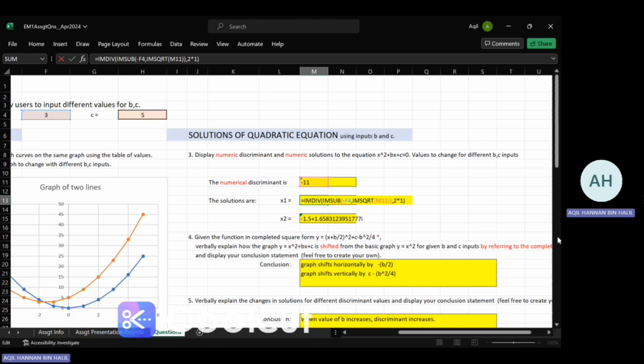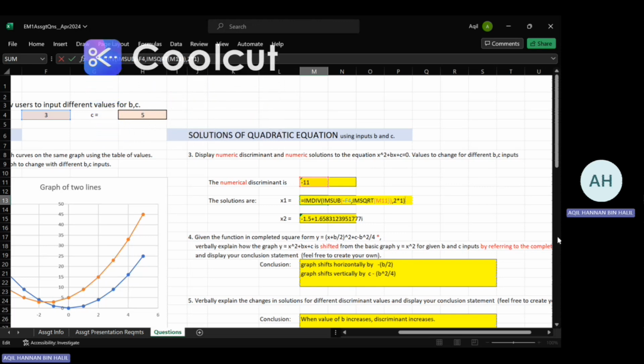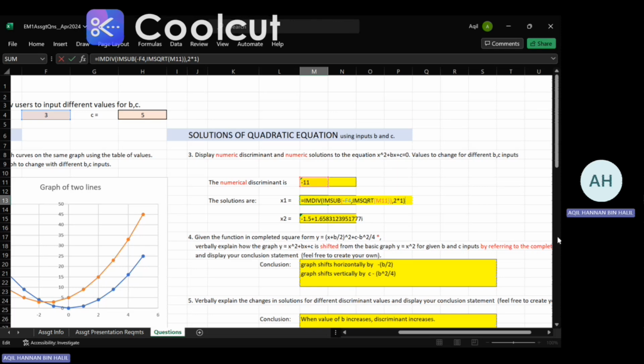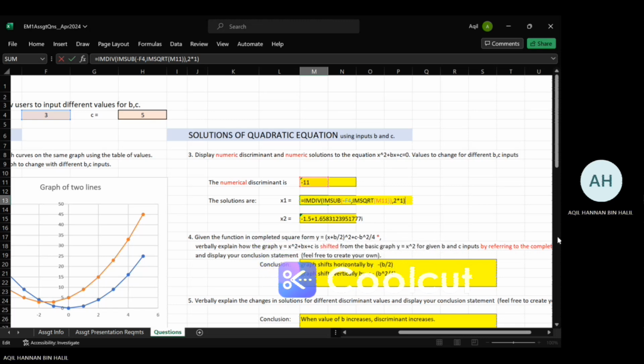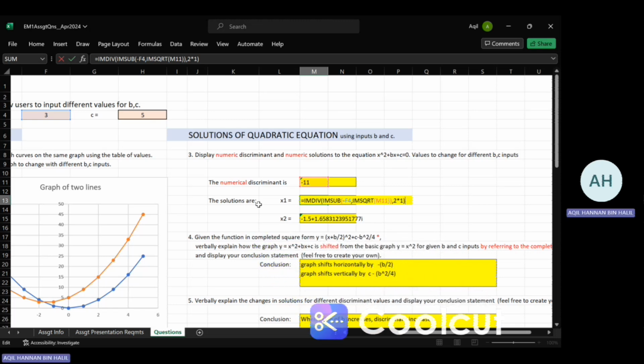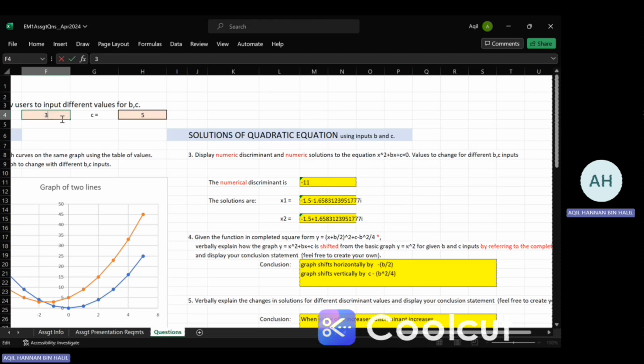As seen here, we start with IMDIV as the division is the last operation that will be carried out. Then use IMSUM or IMSUB to add or subtract. Use IMSQRT for the square root of b squared minus 4ac, which is the discriminant value. You can use the cell with the value of the discriminant in this formula. Lastly, the value is divided by 2a. As a is 1, 2a is just 2. The values of the solutions will change accordingly when the values of b and c are changed, as you can see here.